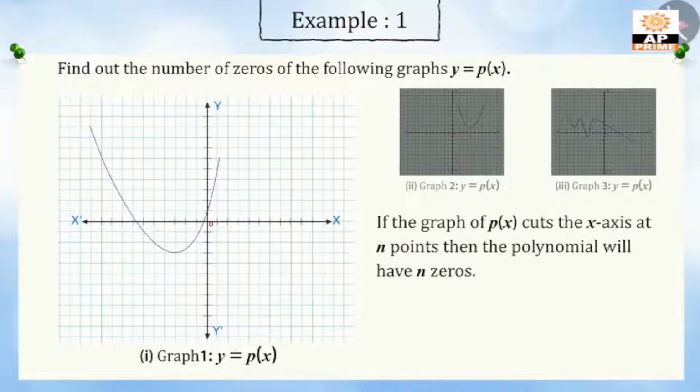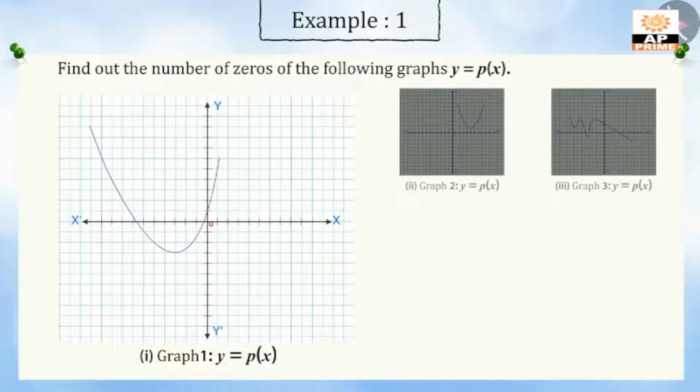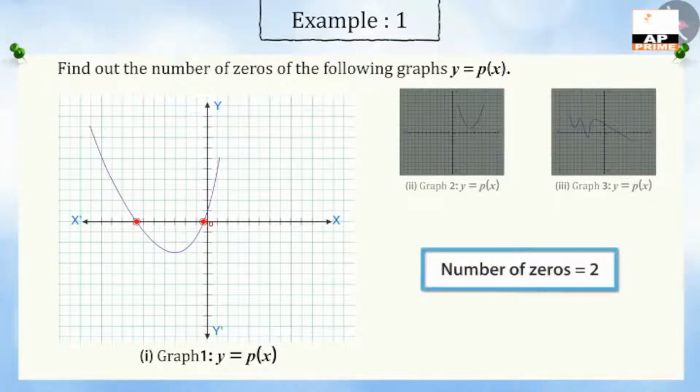Mohan remembers that if the graph of p(x) cuts the x-axis at n points, then the polynomial will have n zeros. Can you tell the number of times this graph intersects the x-axis? Correct. This graph intersects the x-axis at 2 points. Hence, the number of zeros would also be 2.